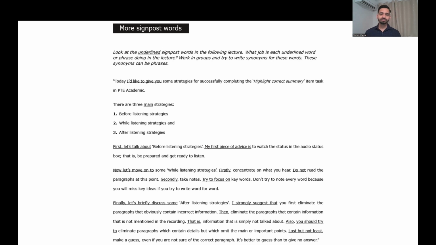So first, let's talk about my first piece of advice. How can we use synonyms here? These are all signpost words, right? That are giving us key information. Now let's move on to "firstly, try to focus on." "Finally, let's briefly discuss some." "I strongly suggest that, then, that is, also, you should try to, but not last but not least." So pause the video here and then come back, replace these words with synonyms, and I'm going to share with you the answers when you come back.